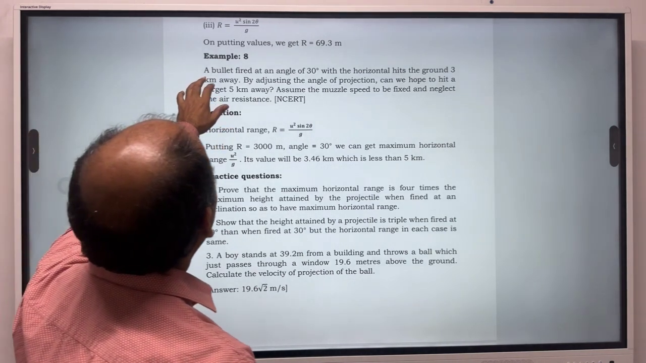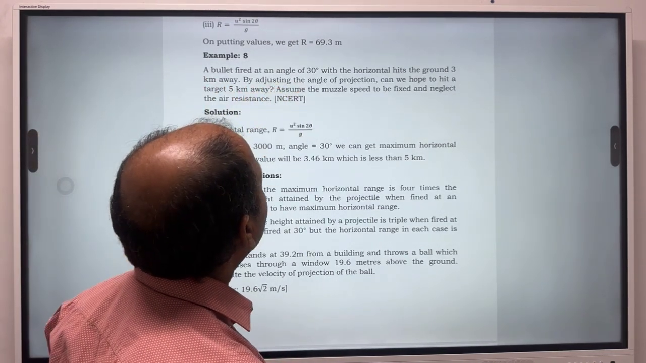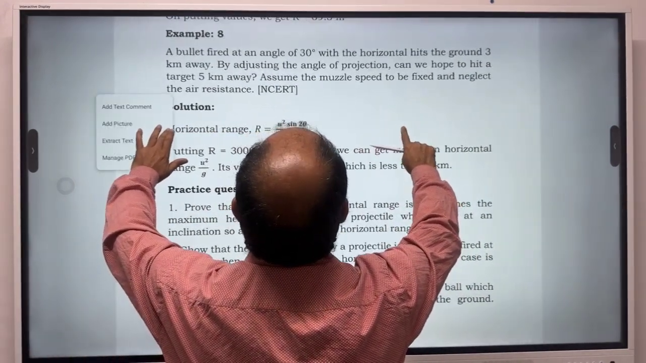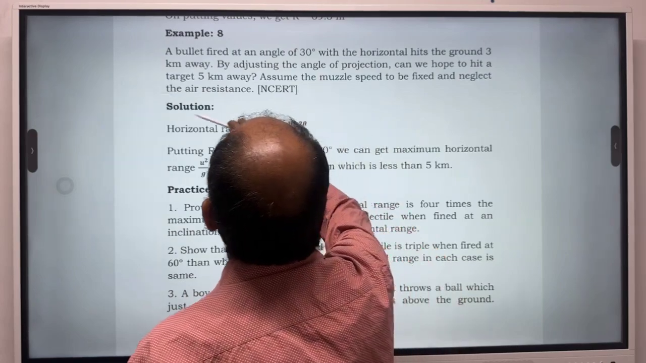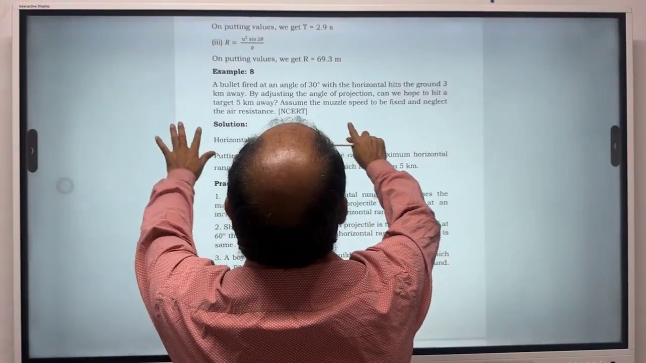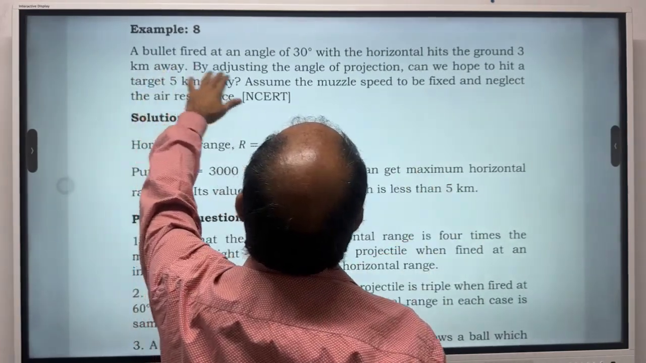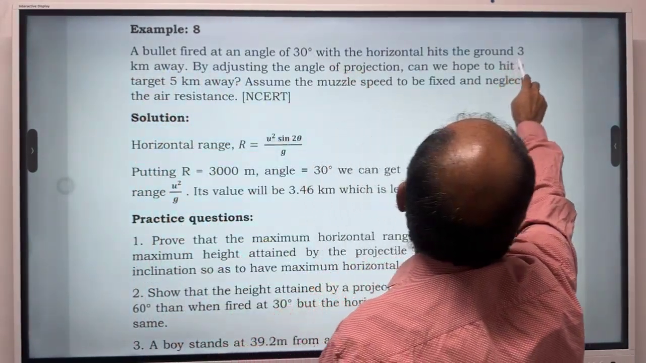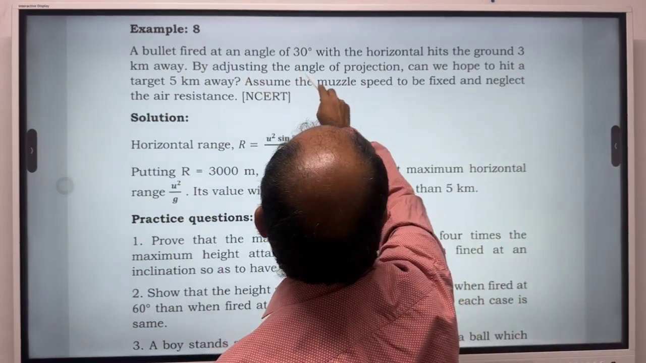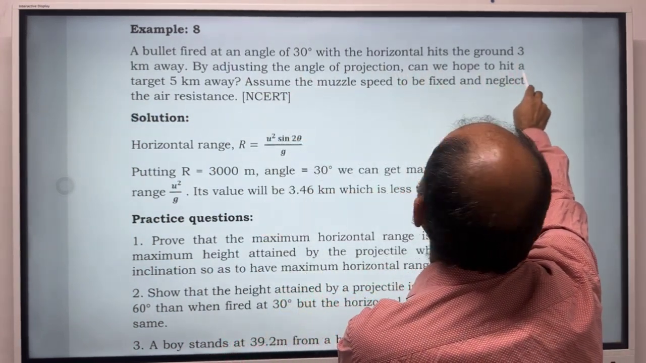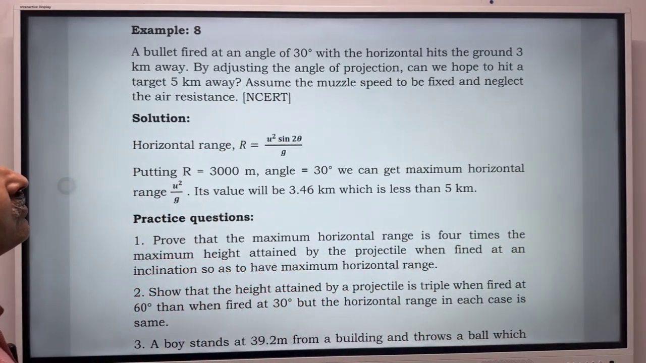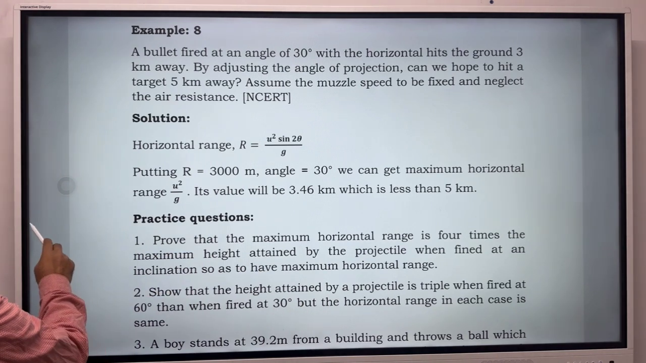So here the question is: a bullet fired at an angle of 30 degree with the horizontal hits the ground 3 kilometer away. So here horizontal range is given, theta is 30 degree and horizontal range is 3 kilometer. By adjusting the angle of projection, can we hope to hit a target 5 kilometer away, assuming the muzzle speed to be fixed and neglecting air resistance?